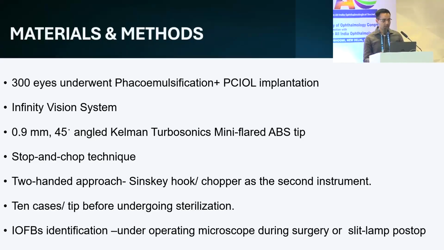So we observed 300 eyes undergoing routine phacoemulsification with an Infiniti Vision torsional phacoemulsification using a 0.9 mm 45 degree mini flared ABS tip, using a stop and chop technique with a two-handed usual approach, having a Sinskey or chopper in the left hand. And the phaco tip was either changed or sterilized after 10 cases. And we identified the intraocular foreign body either intra-op or during post-op on slit lamp.